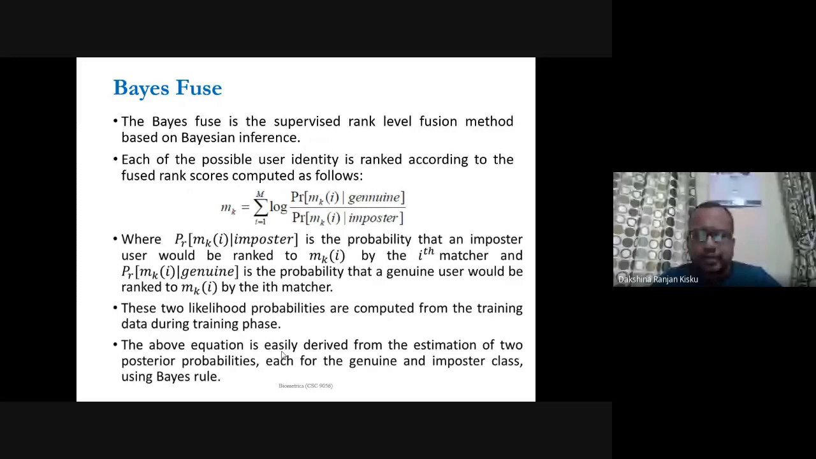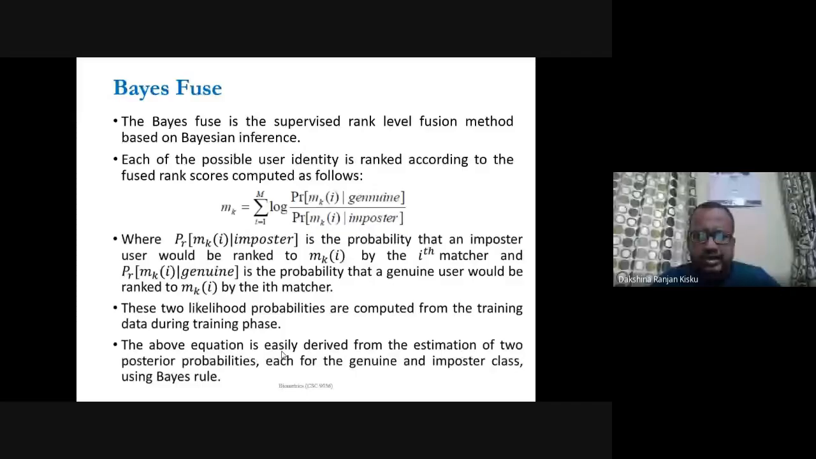Here matchers means fingerprint is one matcher, face recognition is one matcher, iris is one matcher, thumbprint is one matcher. So there will be M number of matchers, and we are going to fuse these M matchers. Whenever we use this Bayes rule for rank level fusion, we get the summation over the log of this likelihood ratio.